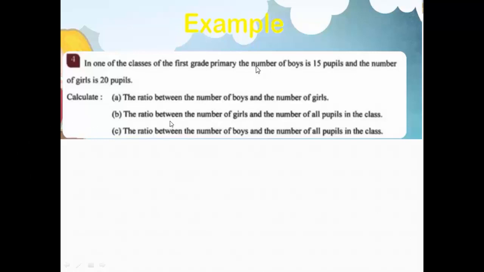B. The ratio between what? Girls and all people in the class. The ratio between the number of boys and the number of people in the class. But how many boys, how many girls, and how many in the class? From the question, the number of boys is 15, the number of girls is 20. The number of people in the class is 15 plus 20, which equals 35.